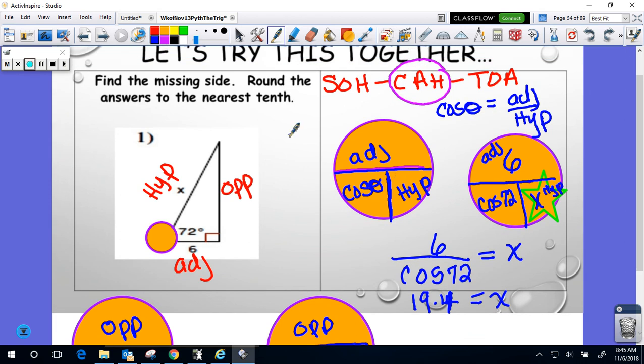You follow your ratio. Let me give you some more. Here, sine theta equals opposite over hypotenuse. And then tan theta also equals opposite over adjacent. Okay? And there you go. You got it.